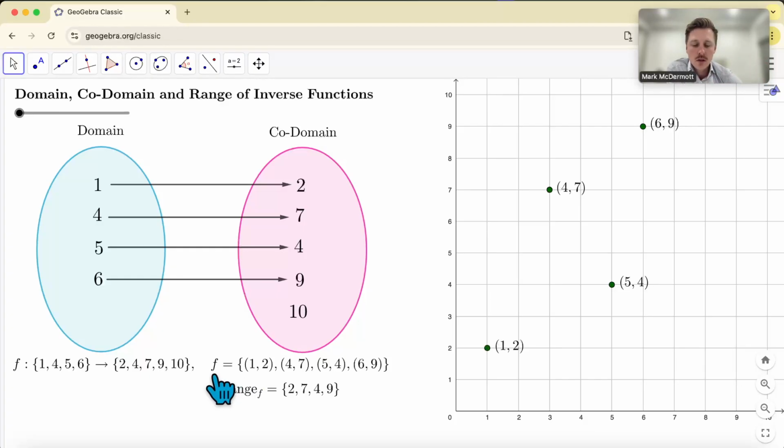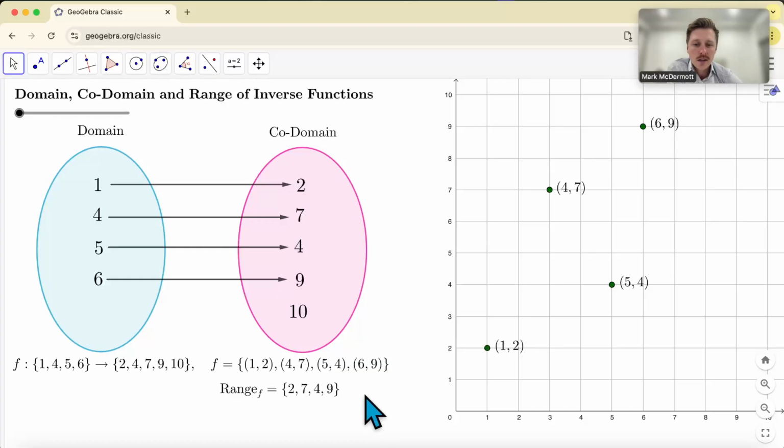Okay, and then we can say that the function itself is the set of pairs (1, 2), (4, 7), (5, 4), and (6, 9). The range is only the values that are actually outputted. So 2, 7, 4, and 9. 10 is part of the codomain, but it's not actually part of the range. You'll notice that the range is always a subset of or equal to the codomain.